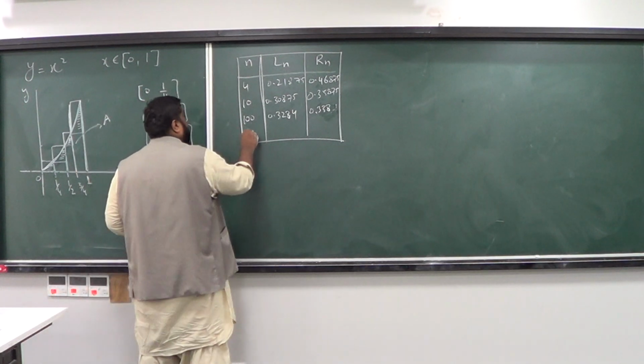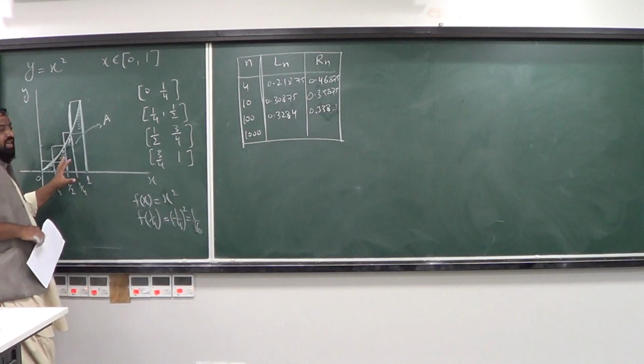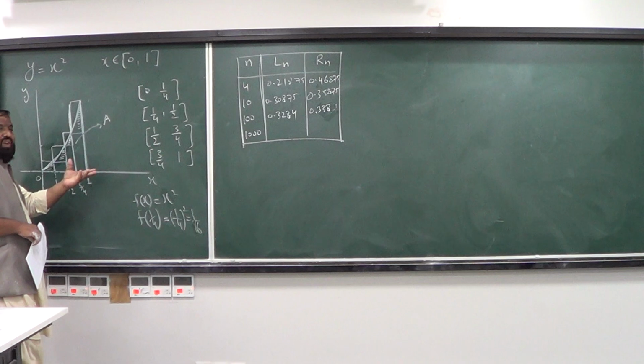How about if I break it down into 1000? In other words, I make an algorithm of it, an automated algorithm or a machine or some calculator which can calculate these for me.